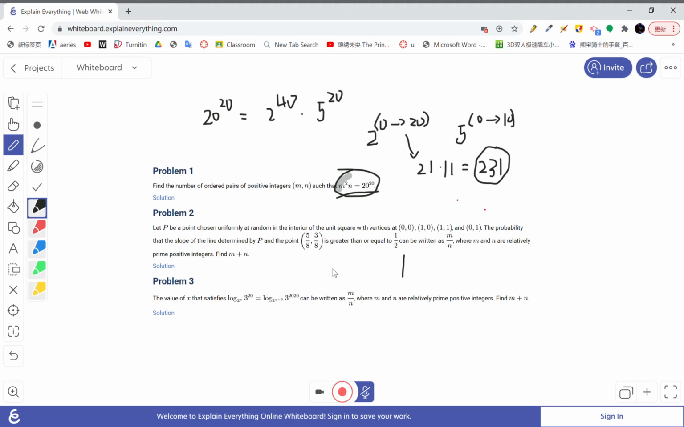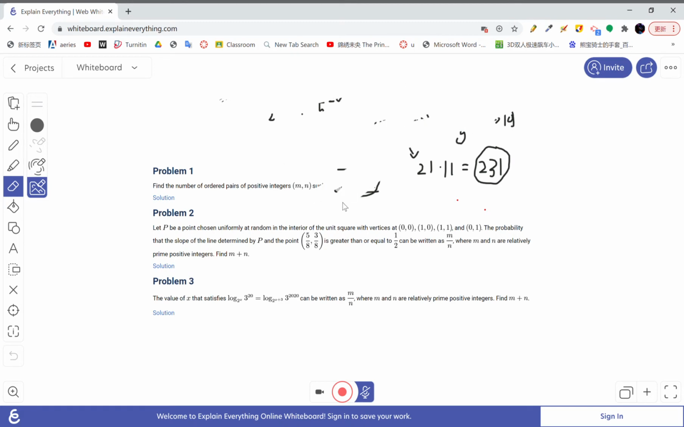Let's start with the second problem. The second problem is saying let P be a point chosen at random in the interior of the unit square. So it's basically just a unit square with the origin as one of its vertices, and the probability that the slope of the line determined by P and the point 5 over 8, 3 over 8 is greater than or equal to 1/2 is m over n, where m and n are relatively prime positive integers. Find m plus n. Let's erase everything here, okay?